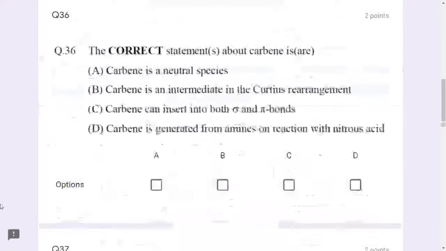Next. So it is theory based. The correct statement or statements about carbene is or are. Carbene is a neutral species. Let us write carbene. C, hydrogen, carbene. Yes, dichlorocarbene. Yes, difluorocarbene. But let us take carbene. C, CH, and there will be 2 lone pair electrons. So this carbene is a neutral species.